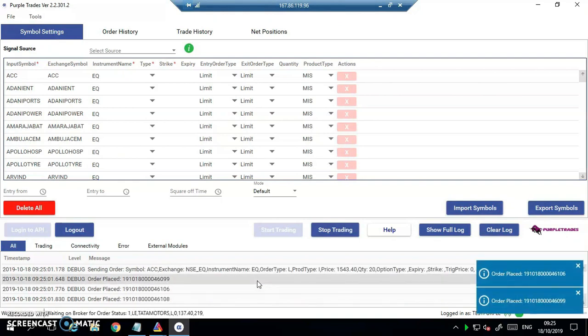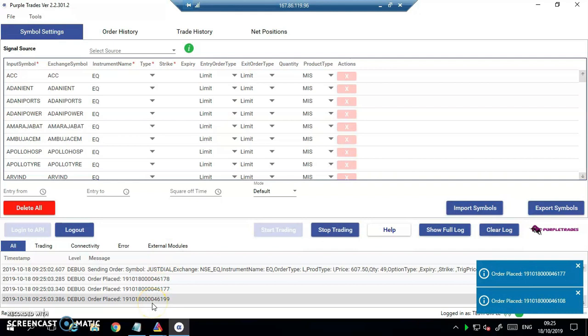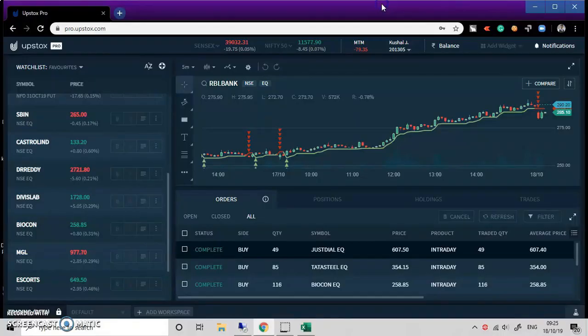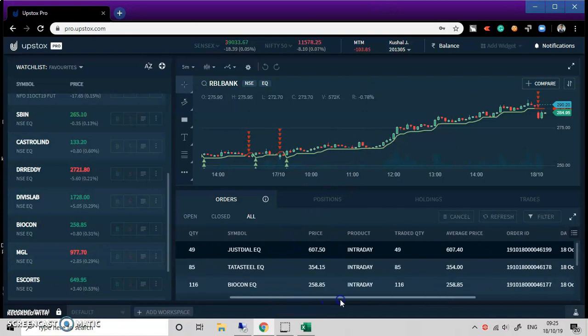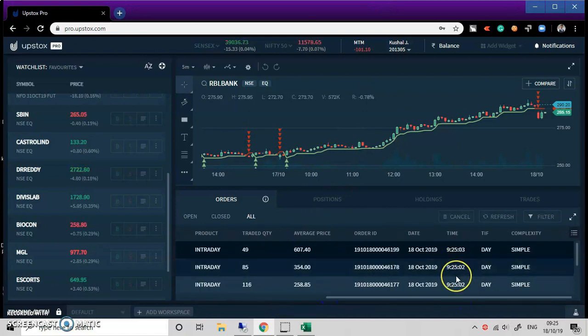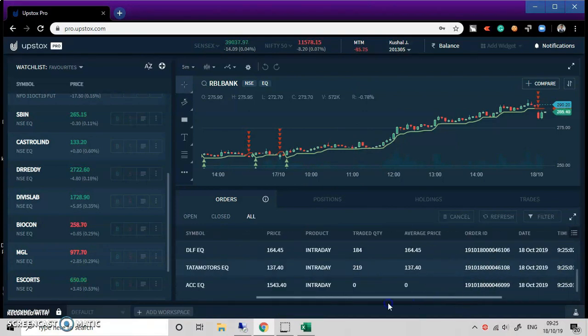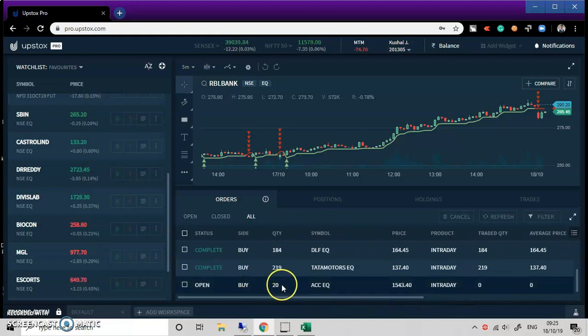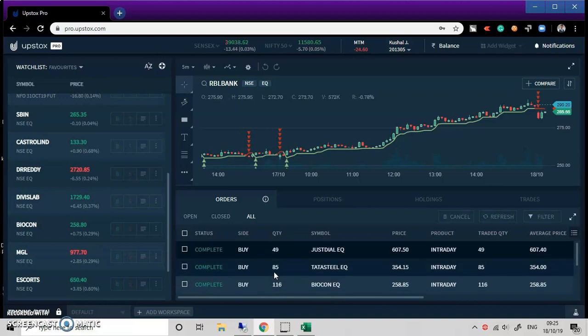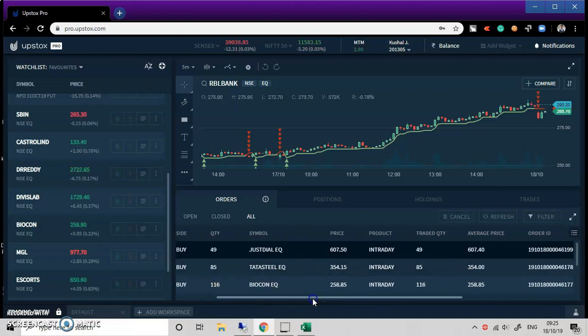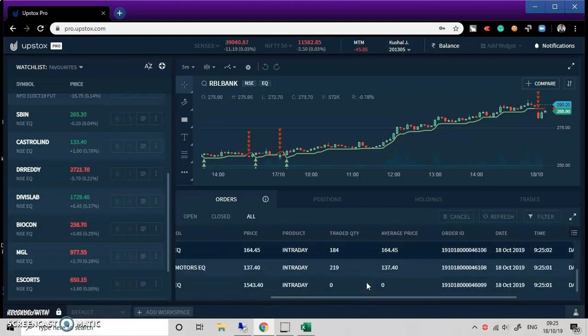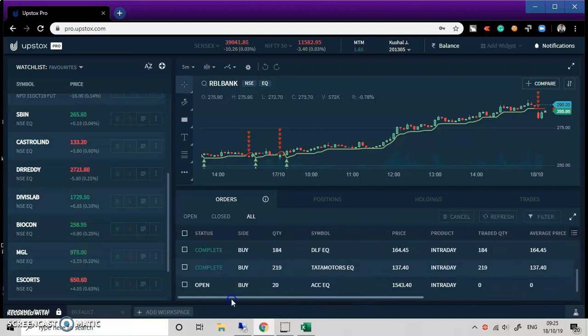Alright, it's 9:25, and you can see that the orders are getting punched as usual, and the same orders can also be seen in your Upstox account. As I've said in the previous video also, you need not open your Upstox account every time. It's just for your reference, if you want to check whether the orders are getting punched or not. Since I'm placing limit orders, few orders are completed, few orders are yet to complete. And you can see exactly at 9:25:01 and 02 the orders were punched in.